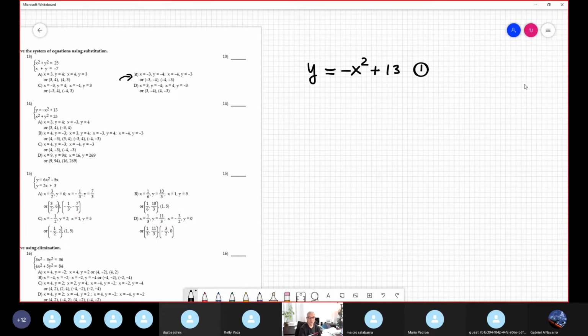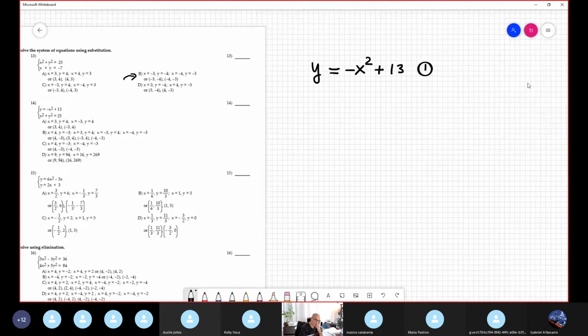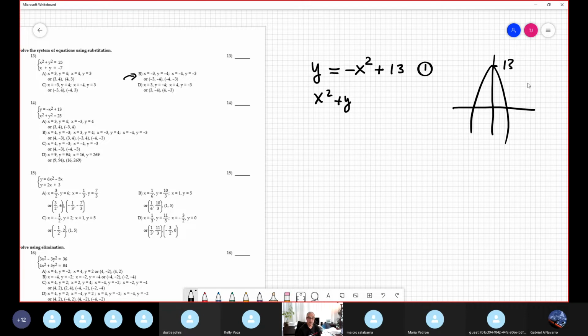Okay, entonces, this is the first equation, y equal minus x squared plus 13. I suppose que es parábola, ¿no? This parabola opens down. The y-intercept is 13 here. This parabola opens down like that. And the second equation is a circle. X squared plus y squared equal 25. Similar to another example.